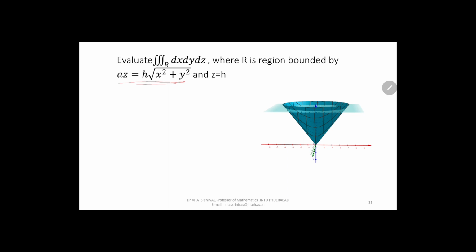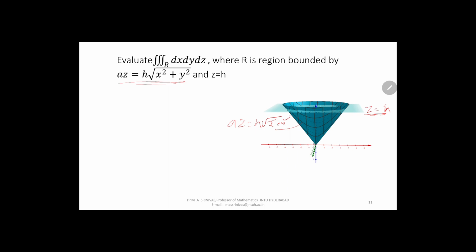Coming back to our second problem, if I bring this a here, z is equal to h by a into root of that. This represents a cone, as I just mentioned. The h by a can be taken inside the square root also. Okay, and we need to evaluate this integral. And z is equal to h, because only the positive side you are getting. So this is the cone that I got. And z is equal to h, we know that it represents a plane. And this cone is az is equal to h into root over x square plus y square.